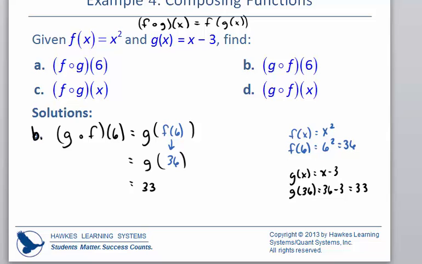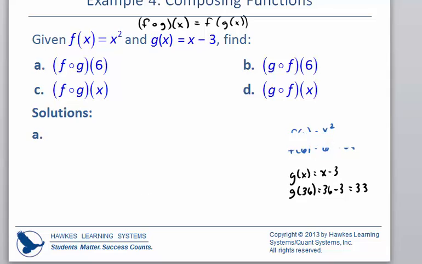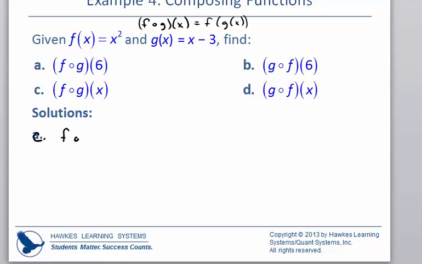Okay, let's move on to part C. Part C is a little bit different in that we don't have a number, we have an x. So it's asking me to find f(g(x)). Our definition stays the same. We write the first letter down and a set of parentheses, and inside the parentheses, we put what's left in the question, which is g(x).